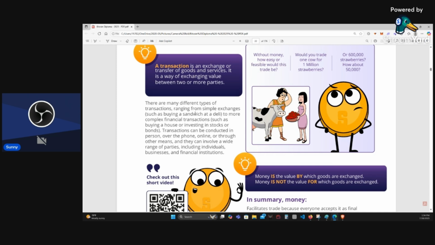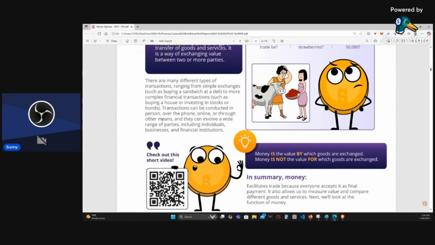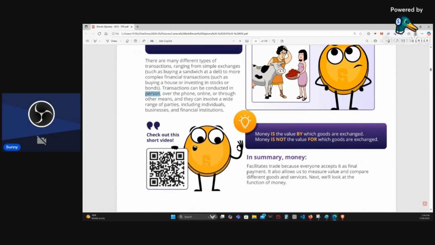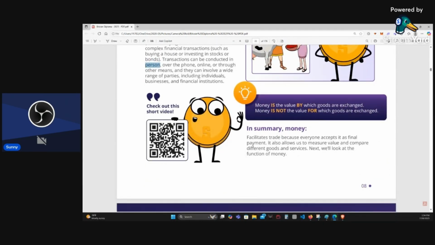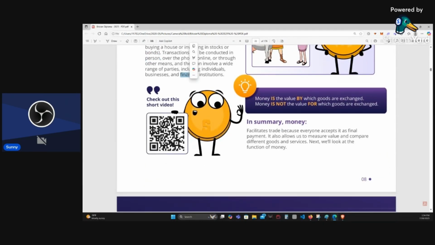So there are different types of transactions, ranging from simple exchanges, such as buying a sandwich at a deli, to more complex financial transactions, such as buying a house or investing in stocks or bonds. Transactions can be conducted in person, over the phone, online, or through other means. And they can involve a wide range of parties, including individuals, businesses, or financial institutions.